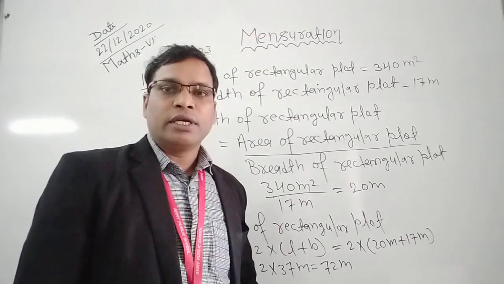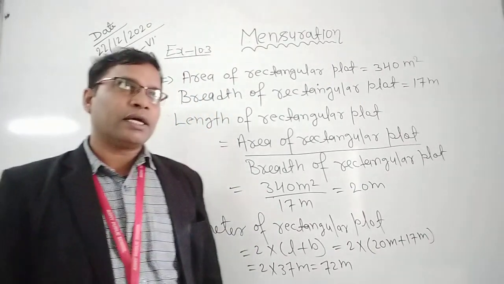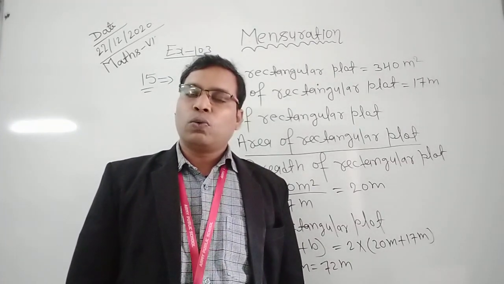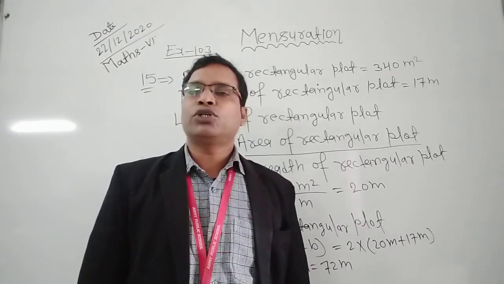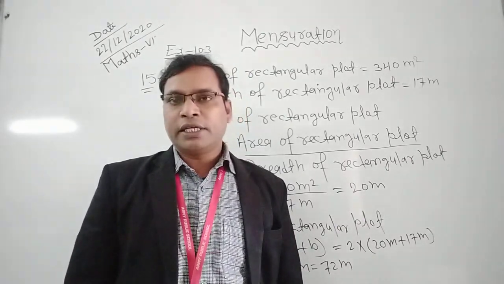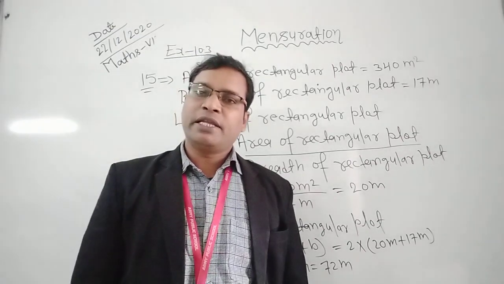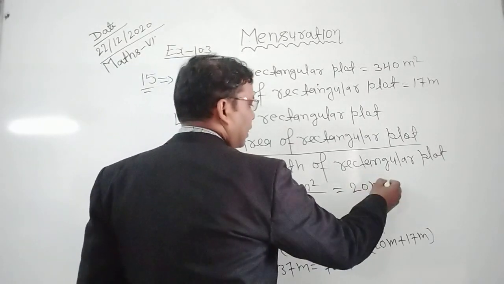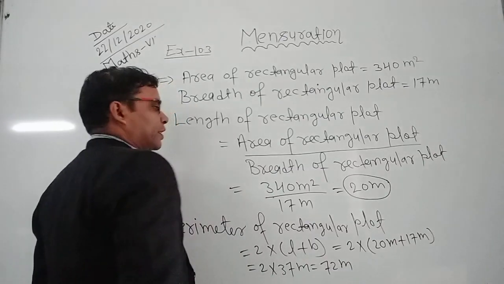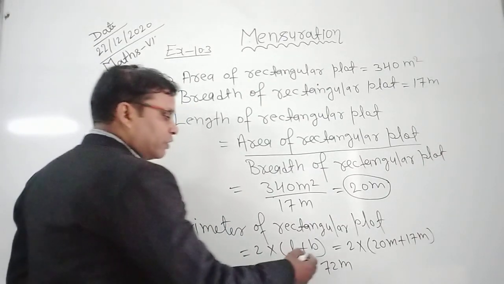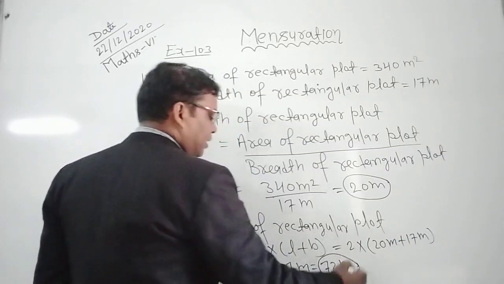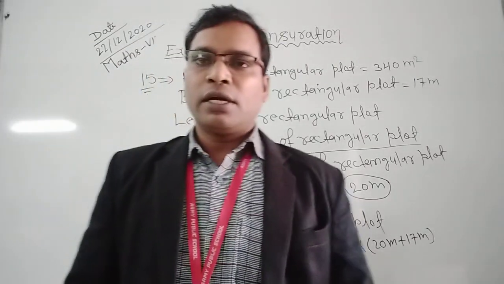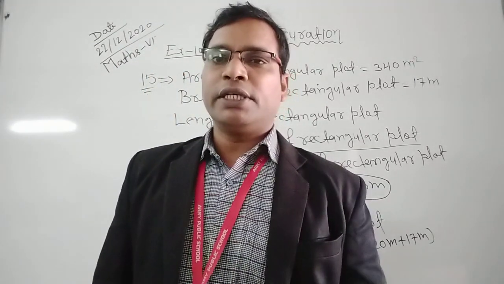length is 20 meters. Students, in this question it is given to find the length of a rectangular plot whose area is 340 meter square and the breadth is 17 meters. Also find its perimeter. So here you can see we found the length of this rectangular plot is 20 meters and its perimeter is 74 meters. Okay. So students, I hope all of you understood this question. Now we are going to discuss the next question.